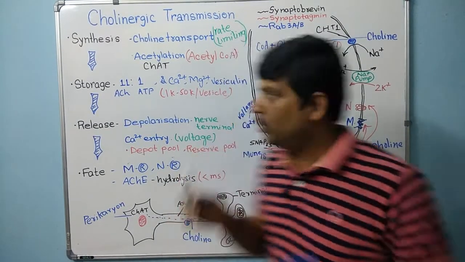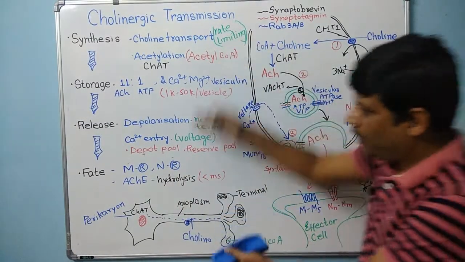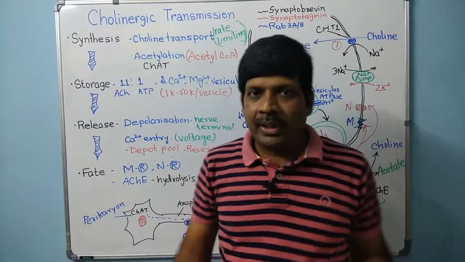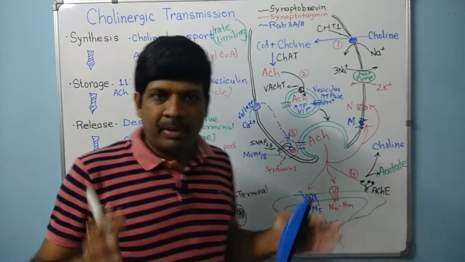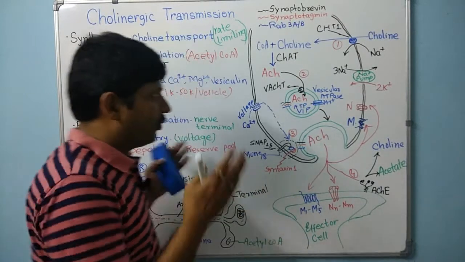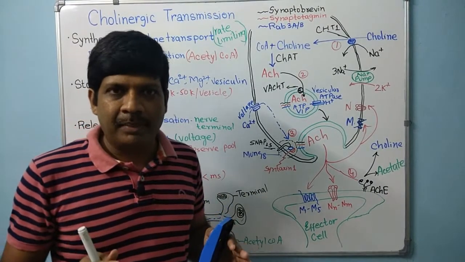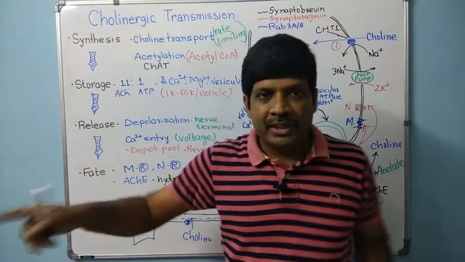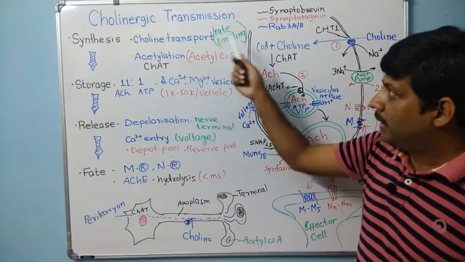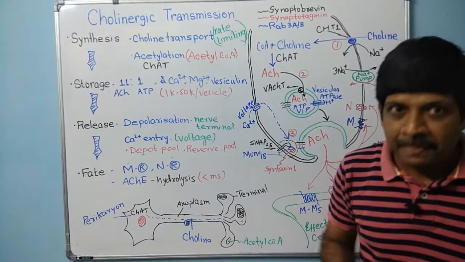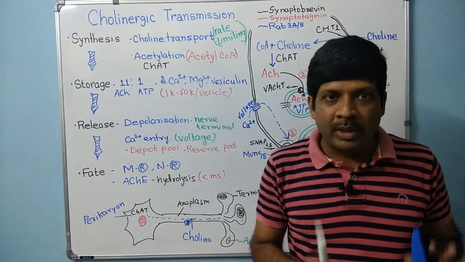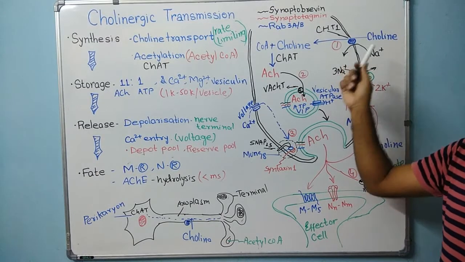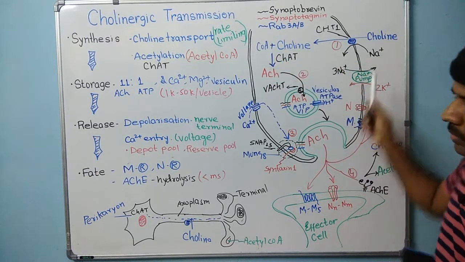I will try to explain the whole thing with the help of this pathway and figure. This figure you can obtain from any of the standard pharmacology books, but the reference for my video is Goodman and Gilman. So it all starts from the synthesis. Synthesis includes the choline transport. We need to have choline, and then choline is transported inside. This is the nerve terminal, right?